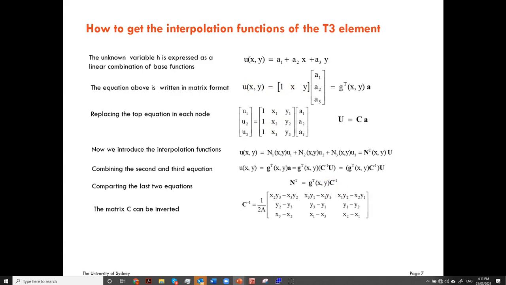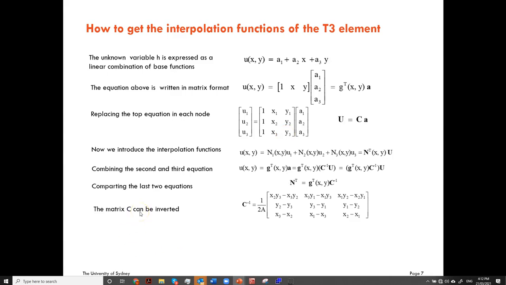This matrix can be inverted. In this case, it is given by these expressions. In most of the cases, you can invert this matrix. But there are a few cases when you cannot invert this matrix. For example, if two nodes are the same, then this row is going to be the same as this row, and the determinant of this matrix is going to be 0.